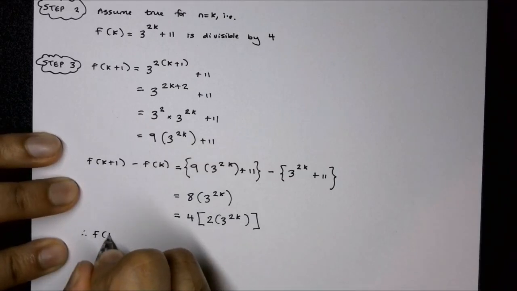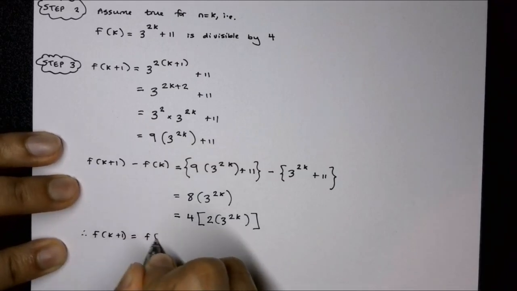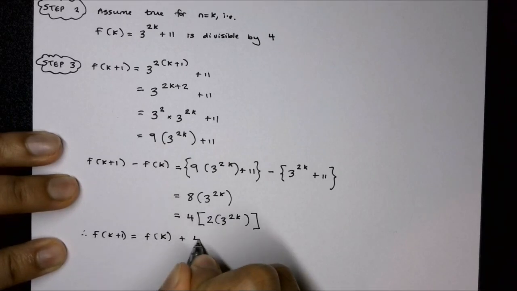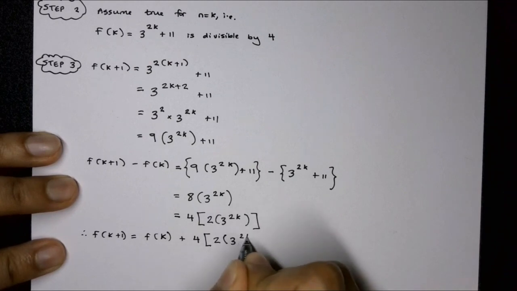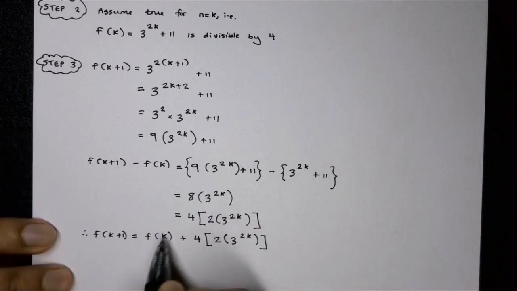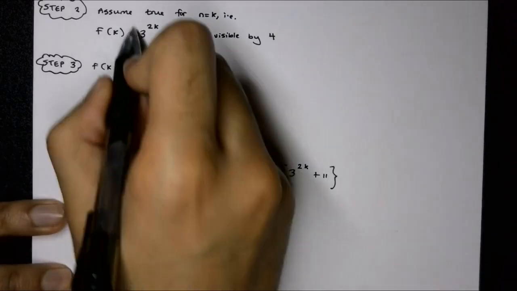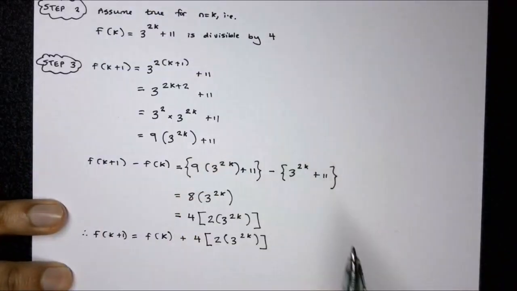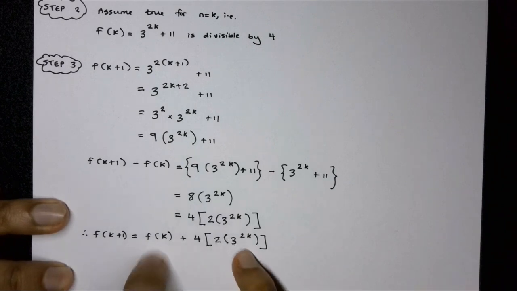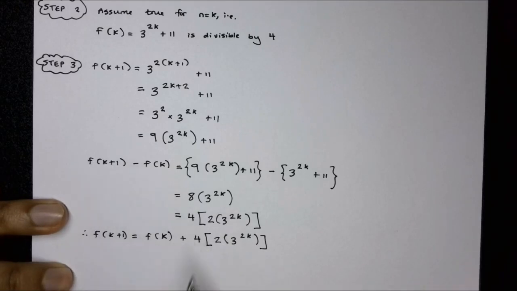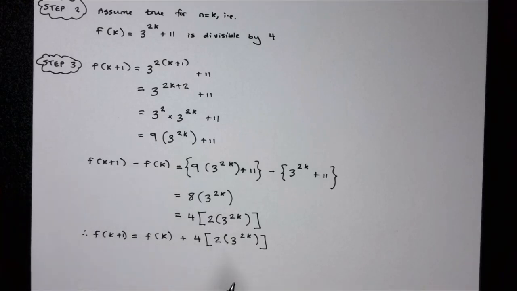So we've got f of k plus 1, which is equal to f of k plus 4 lots of 2 lots of 3 to the power of 2k. Now, we already know that f of k from our second step, this is divisible by 4. And we've got 4 times by something else. This over here is divisible by 4. So therefore, the entire thing is divisible by 4. Okay? So now, for our fourth step, we move on to the conclusion step.